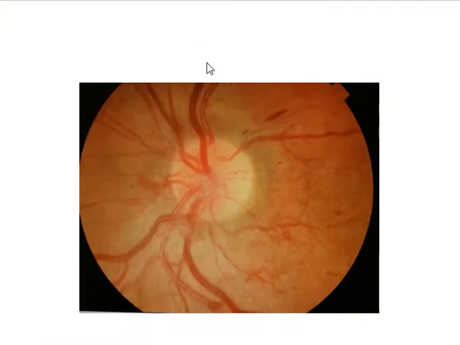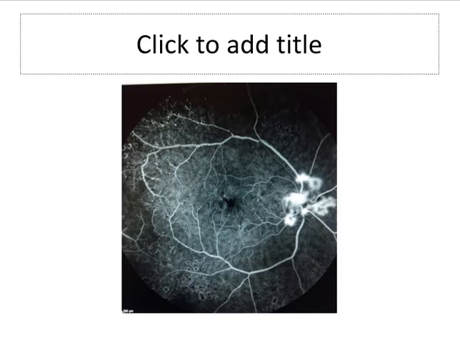This is the picture of the other eye, again showing pretty much similar features. That is, there are new vessels on the optic disc, as well as some new vessels elsewhere. There are some retinal hemorrhages around the optic disc. Again, these are the features suggestive of proliferative diabetic retinopathy.